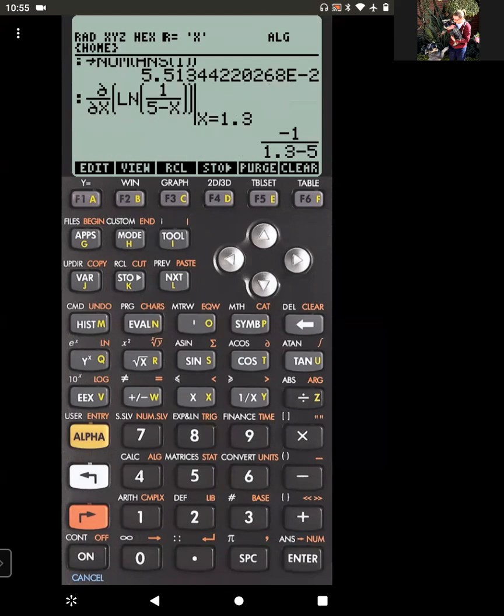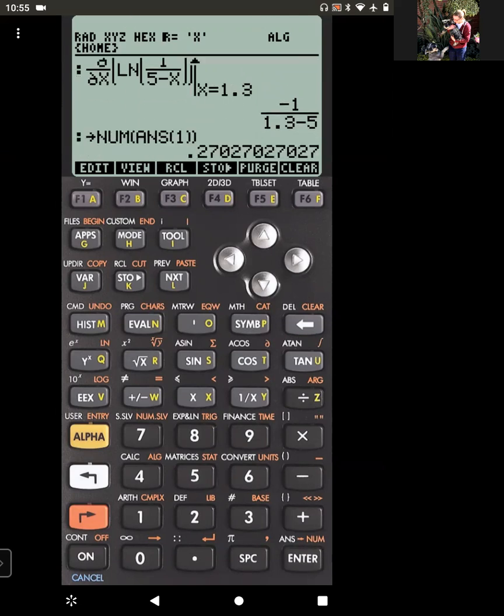Hit enter, gives me an exact solution, so that's fine if you like that. Or again, orange shift, right shift, num, hit enter, and it gives me the decimal approximation. And I'm going to use that, write down 0.270. That would be to 3 decimal places. Would be the answer that I'm looking for for number 2.